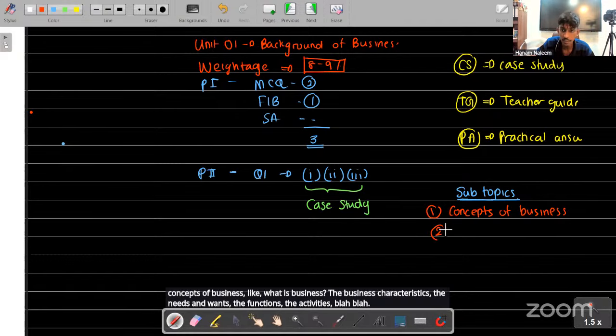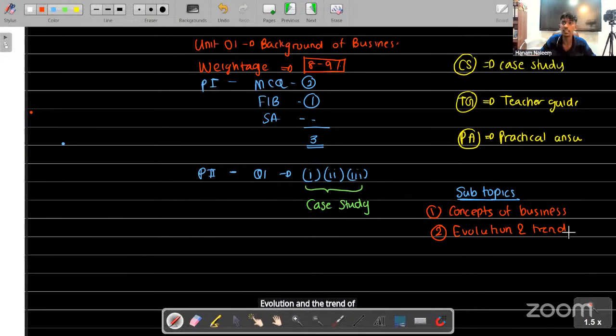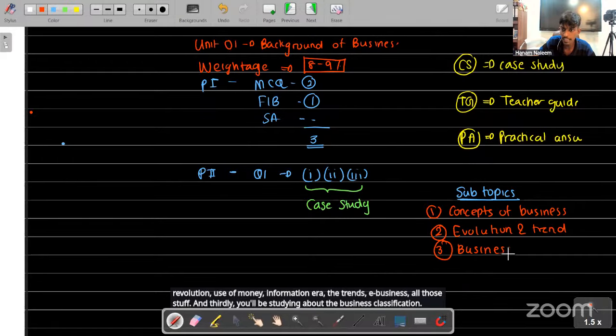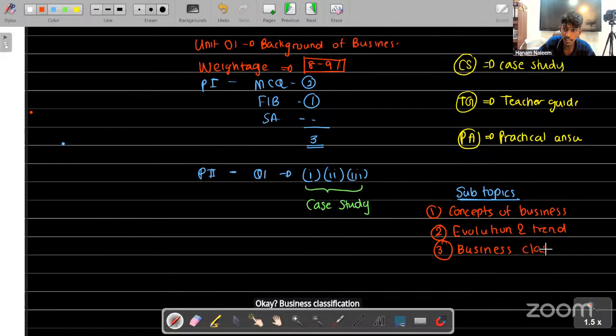And secondly, you will be studying about the evolution of business. Evolution and the trend of business. Again, barter system, industrial revolution, use of money, information era, the trends, e-business, all those things. And thirdly, you'll be studying about business classification. So guys, these are not my words. These are not my subtopics. I have taken them from the teacher's guide.